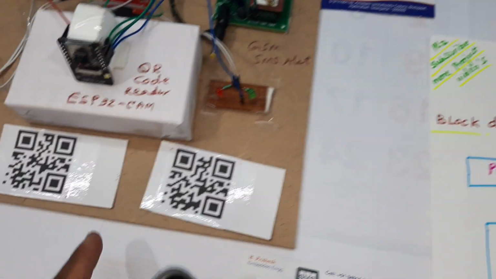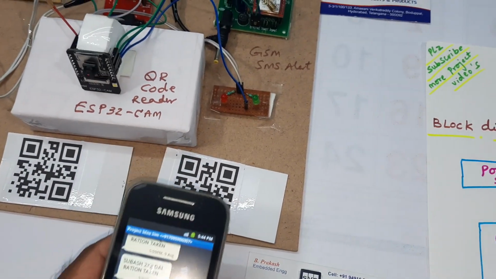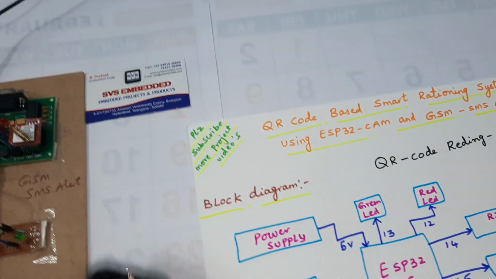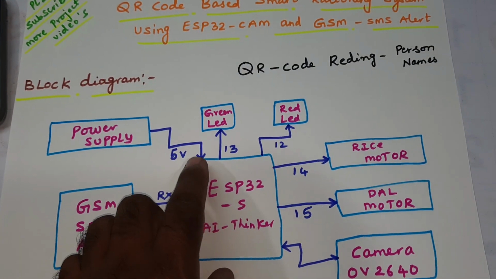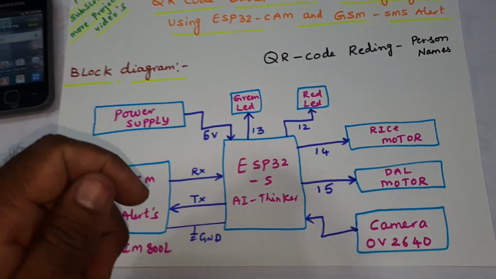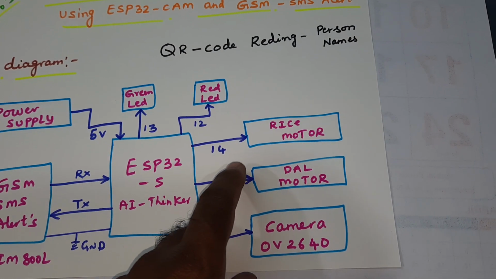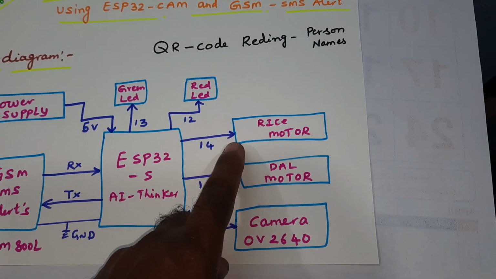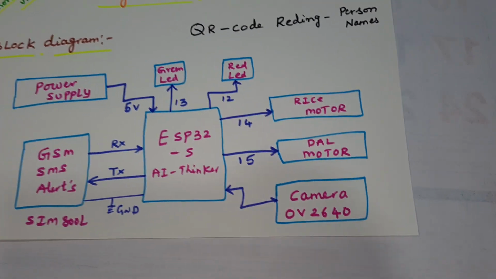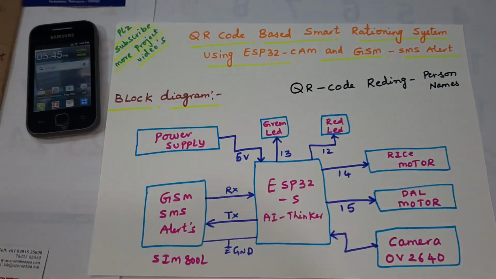We are using two QR codes. You can add n number of cards to the database. There is a green LED, a red LED for checking the card, a rice motor and a dal motor, and the camera module. So this is my block diagram.